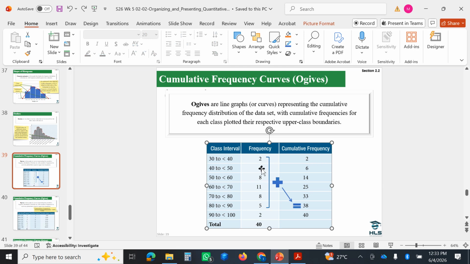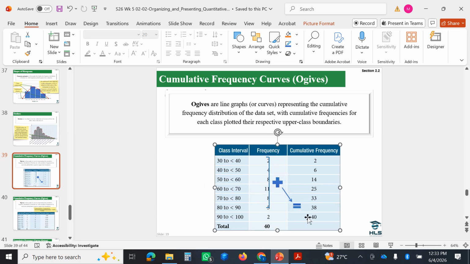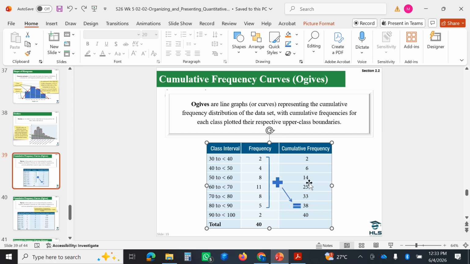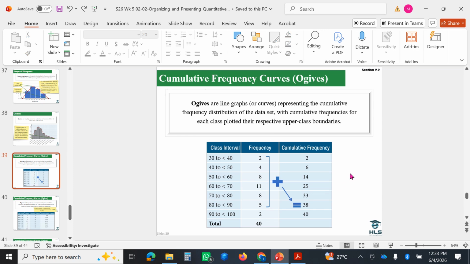And you remember 2 plus 4 equals 6. All right? 6 plus 8 equals 14. 14 plus 11 is 25. You see how you're gathering one stone, another stone, and all the way, and eventually this number here must match your total, right? Because you're gathering all of the stones, okay, as you go along, right? 14 plus 11 is 25, 25 plus 8 is 33, 33 plus 5 is 38, 38 plus 2 is 40. So this is what you're going to use there for your ogive, okay?